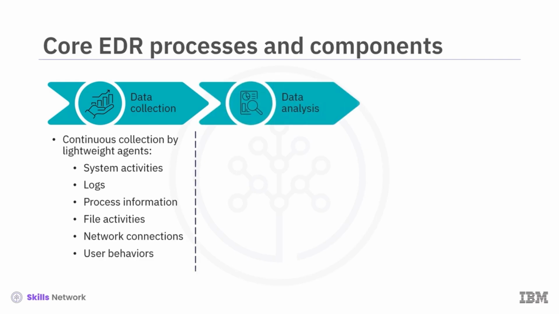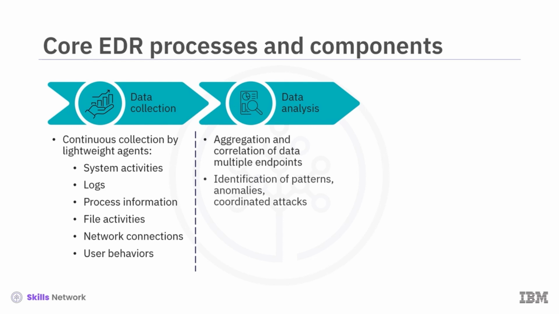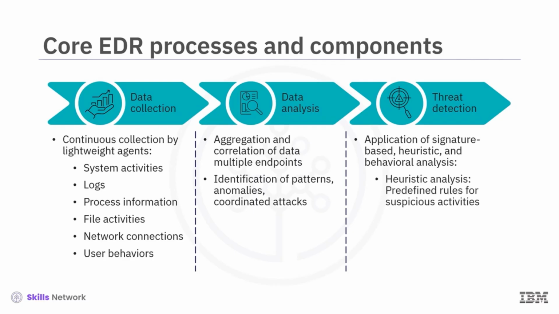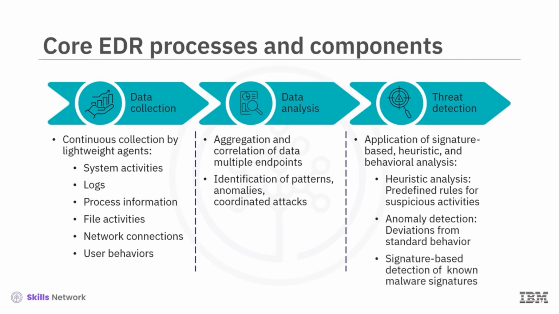The system analyzes this data by aggregating and correlating data from multiple endpoints to identify patterns and anomalies, detecting coordinated attacks and other security threats. EDR systems apply threat detection techniques, including signature-based detection, heuristic analysis, and behavioral analysis to identify malicious activities on endpoints. Heuristic analysis uses predefined rules to detect suspicious activities, while anomaly detection identifies deviations from standard behavior patterns. Signature-based detection compares endpoint activities with a database of known malware signatures.